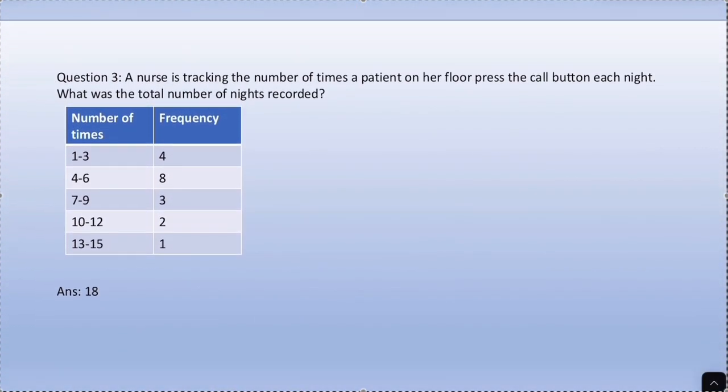Now, this says, what is the total number of nights recorded? Well, that's the frequencies total. So you're just going to take that frequency column, that 4, 8, 3, 2, 1, and just total those out. So it's as easy as that. Just 4 plus 8 plus 3 plus 2 plus 1 is what you're going to do. And that total is 18.